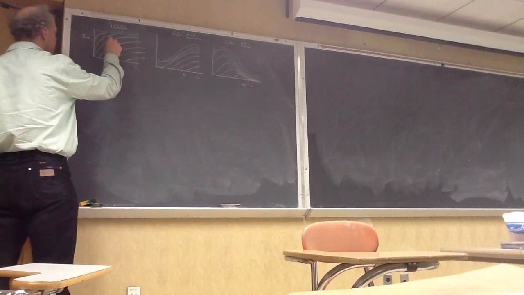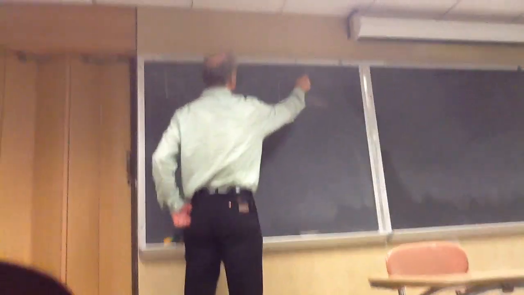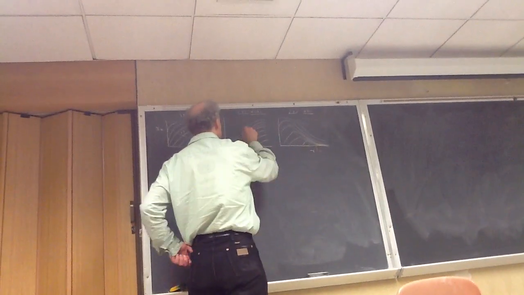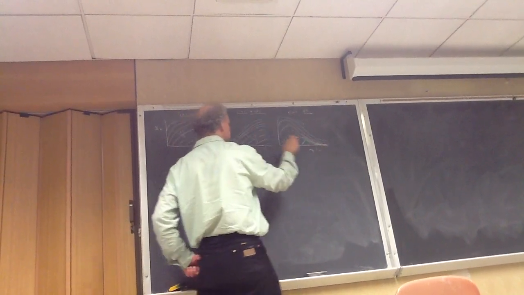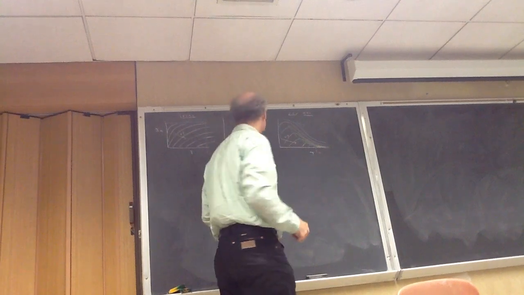This was the direction of increasing rate. Again, equilibrium. These curves with the direction of increasing rate. And again, this direction is the direction of increasing rate.